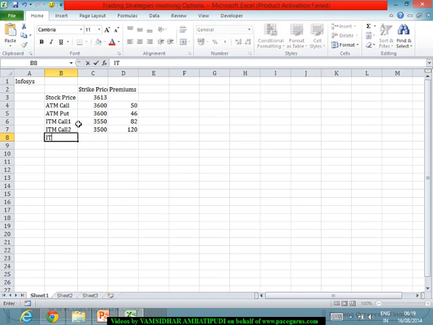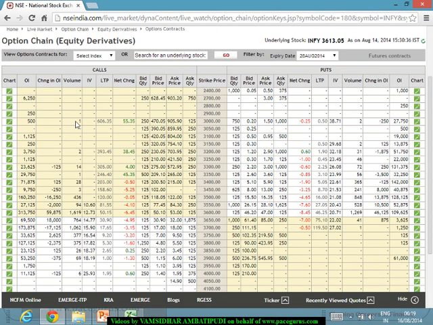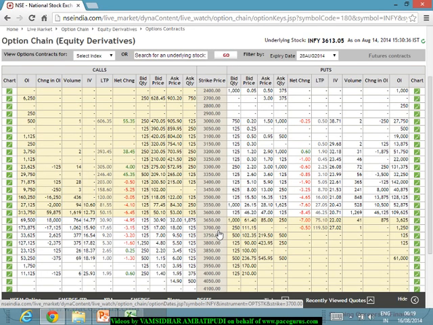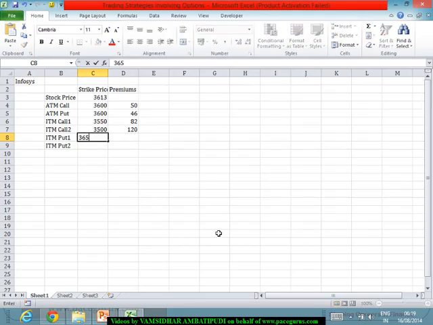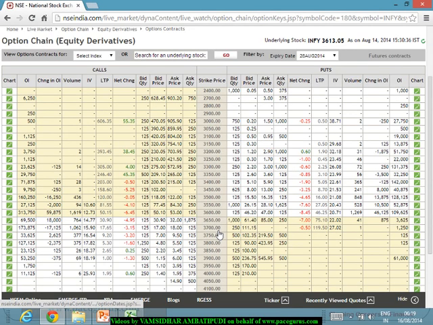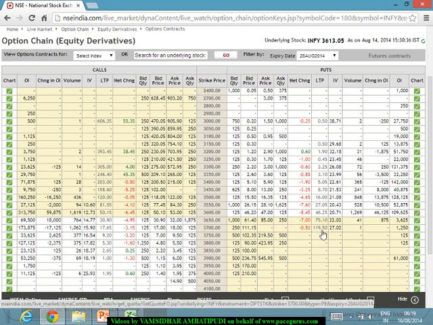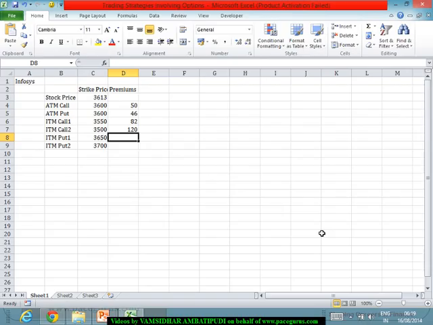Similarly, I'll take ITM put 1 and ITM put 2. Here also I can use the same logic, but puts are in the money if the strike price keeps on increasing. So I'll take 3,650 as well as 3,700. So 3,650 strike, 3,700 strike. The 3,650 strike is available at 75 and the 3,700 is available at 120 again.